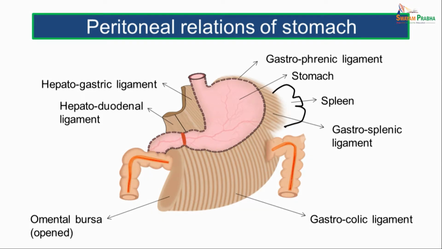Peritoneal relations of stomach. The peritoneal coverings related to the stomach are called as omenta. Along the lesser curvature of the stomach, we see attachment of a bilaminar fold of peritoneum called as the lesser omentum. This lesser omentum can be traced from its attachment to the liver, coming down and getting attached to the stomach and some part of the duodenum.